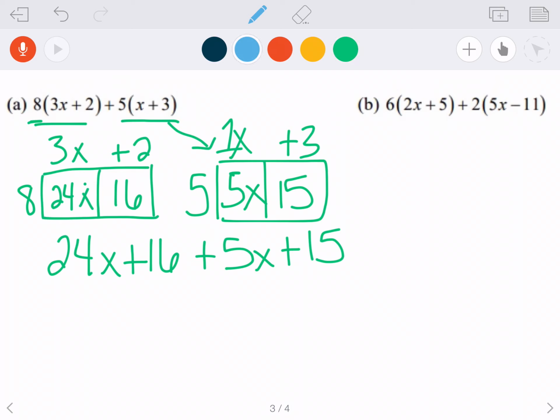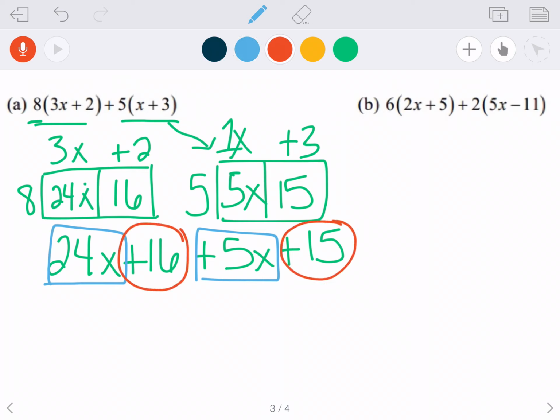Now we need to find our like terms and combine them. I have 24x and I have plus 5x. And I also have plus 16 and plus 15. So I'm going to combine.